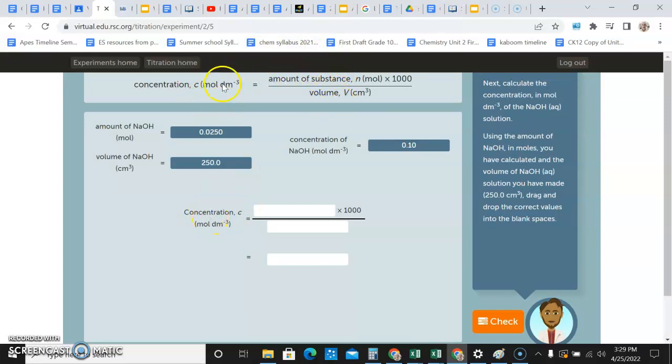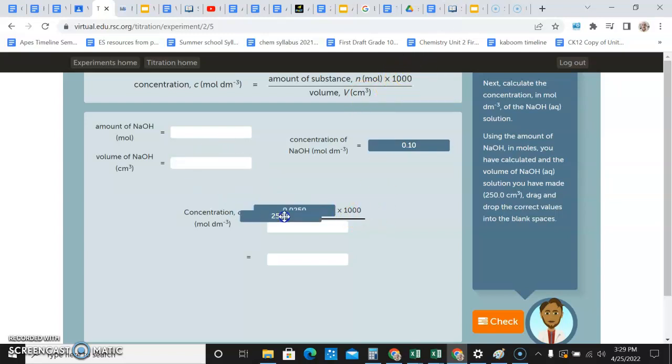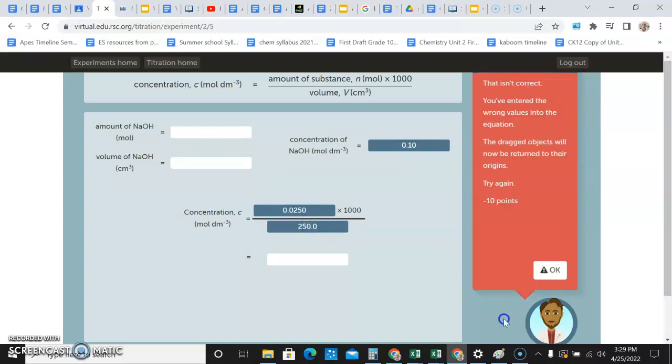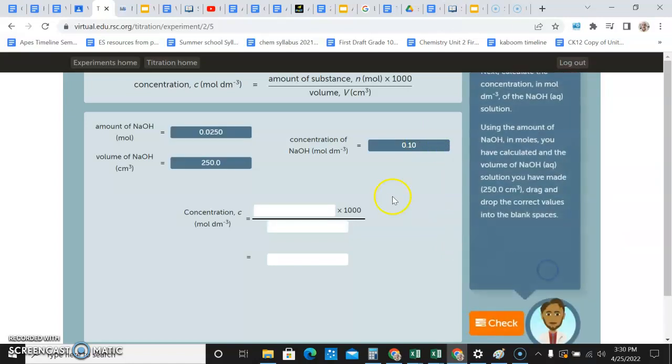So the concentration is going to be the amount of substance, moles. We calculated that, didn't we? Okay. And we got the volume in centimeters cubed. And they integrated their 1,000 in here already. I think we're going to be okay. Oh my God. We have to try again.